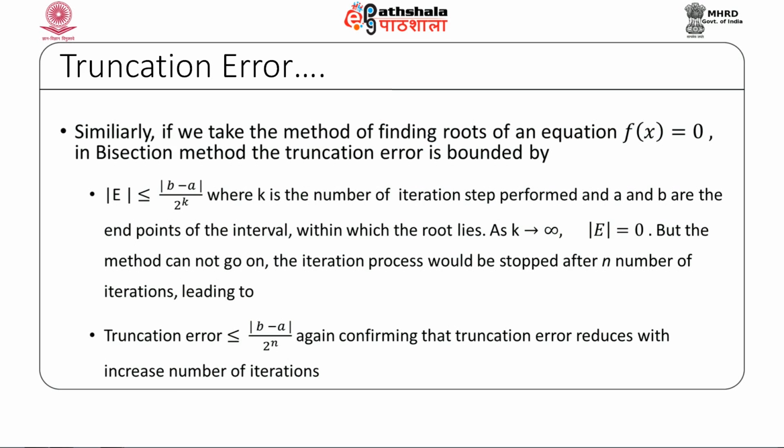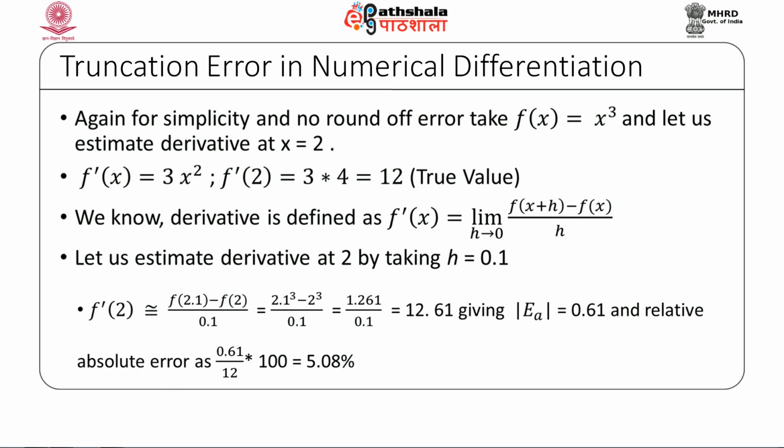So, again here the same scenario: if we continue up to infinity, the truncation error will be 0, but we have to stop after a finite number of steps, and in that case our error will be less than or equal to the absolute value of (b minus a) by 2 raised to k. So, as we increase k, as we increase the iteration, as we increase the number of steps, our truncation error will go down.